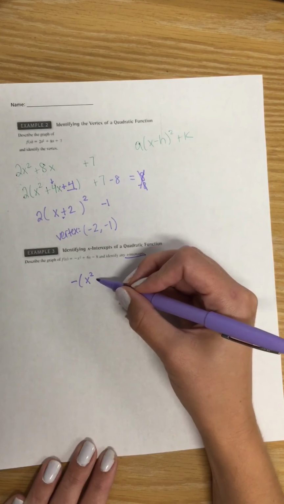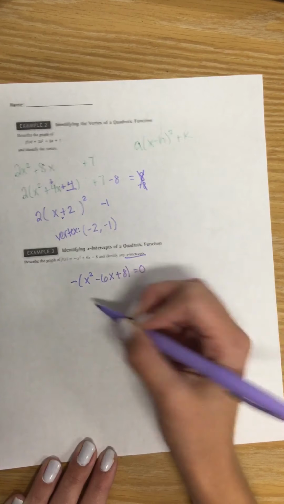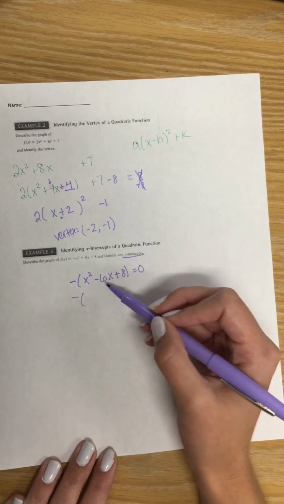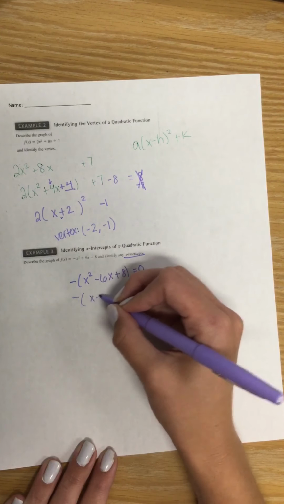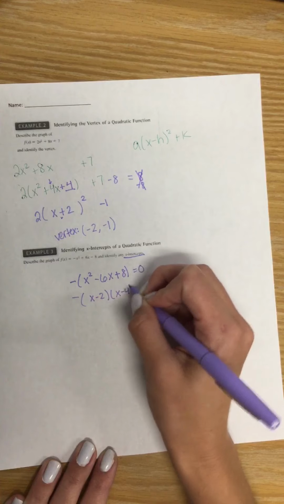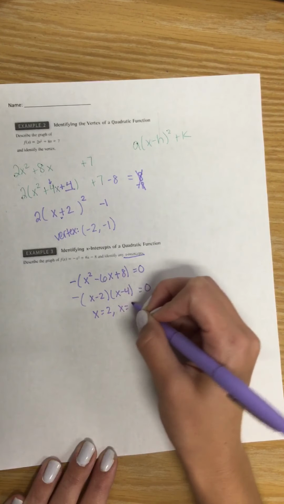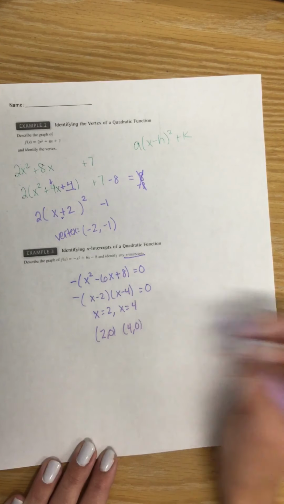So I pull out the negative, which changes all my signs. And now I can actually factor here. Well, what's going to multiply to give 8 and add to give negative 6? Let's think about this. We could have negative 2 and negative 4. And so then we could solve x equals 2 and x equals 4. So these would be my x-intercepts. That's the fastest way if you can remember how to factor.